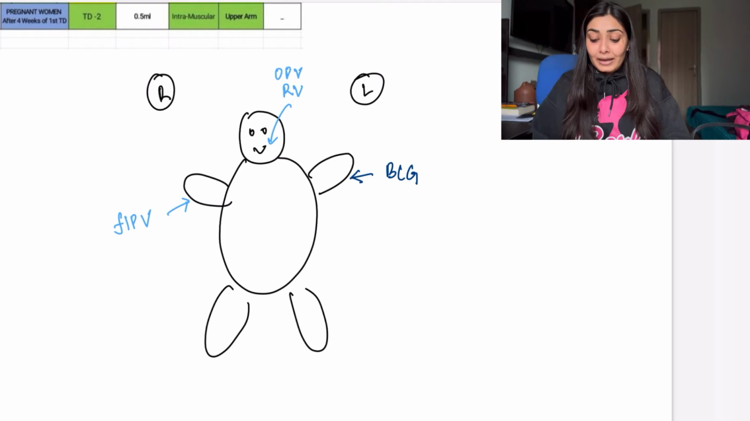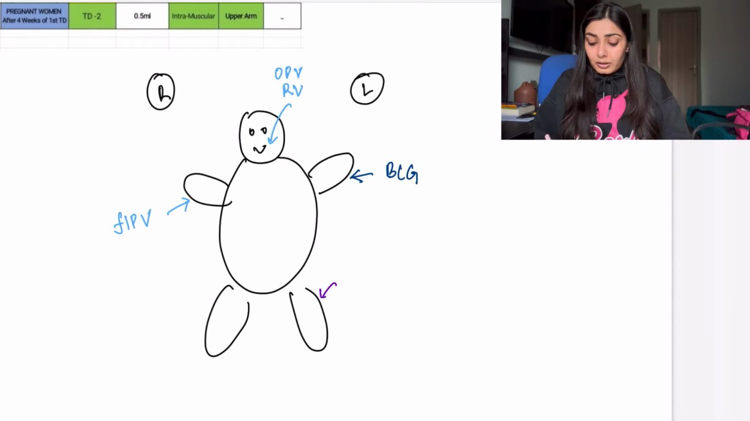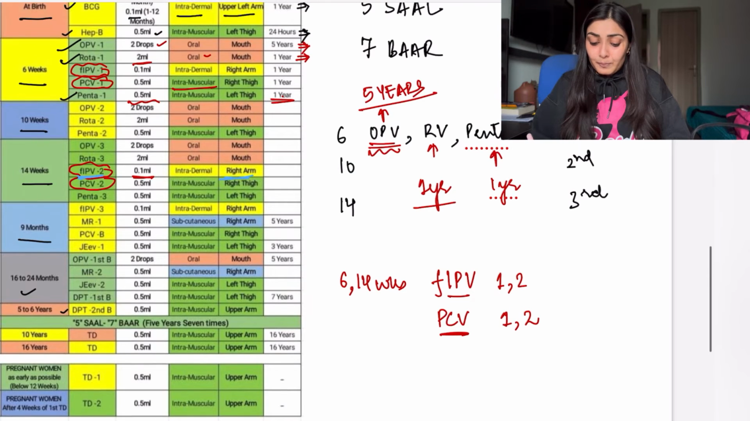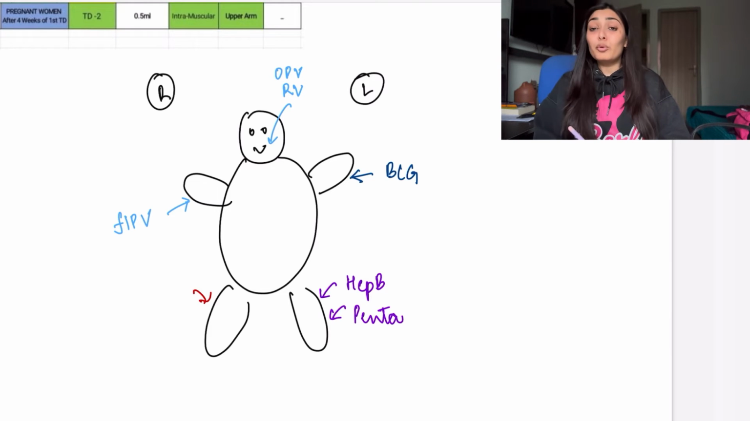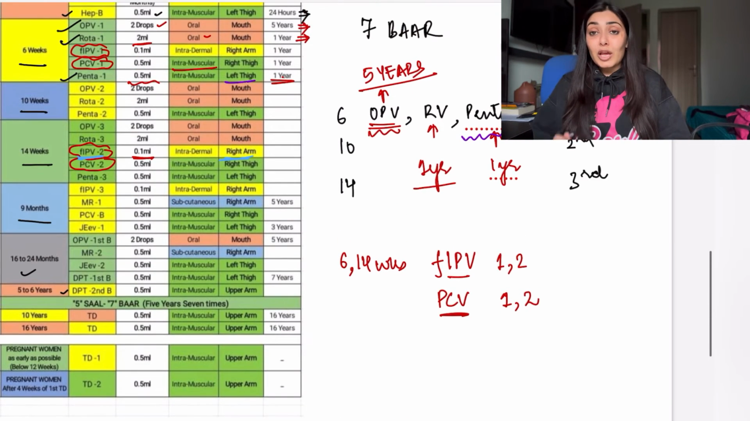Now coming to the thigh, we know at birth, hepatitis B is given on the left thigh. At 6, 10 and 14 weeks, when pentavalent vaccine is given, it is again given on the left side, again on the left thigh. But when we talk about PCV, it is given on the right thigh, right?